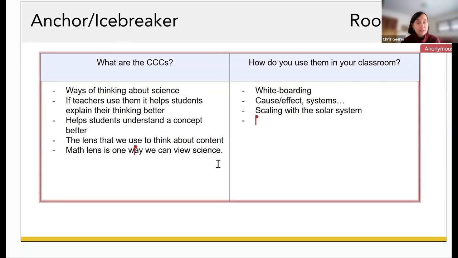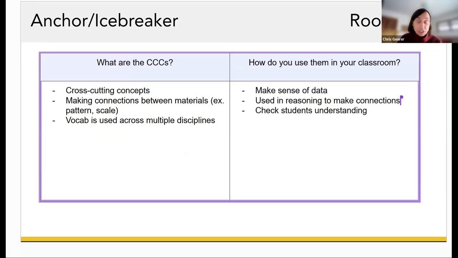CCCs are ways of thinking about science. I saw some people mention it's a lens. One of the groups said they're very abstract, which is true, which is probably why we haven't focused on them quite as much as the SEPs. And you can use them when you're doing whiteboarding. Some of them include cause and effect and systems, scale, proportion, and quantity. Scaling with the solar system, for sure, is a big focus.